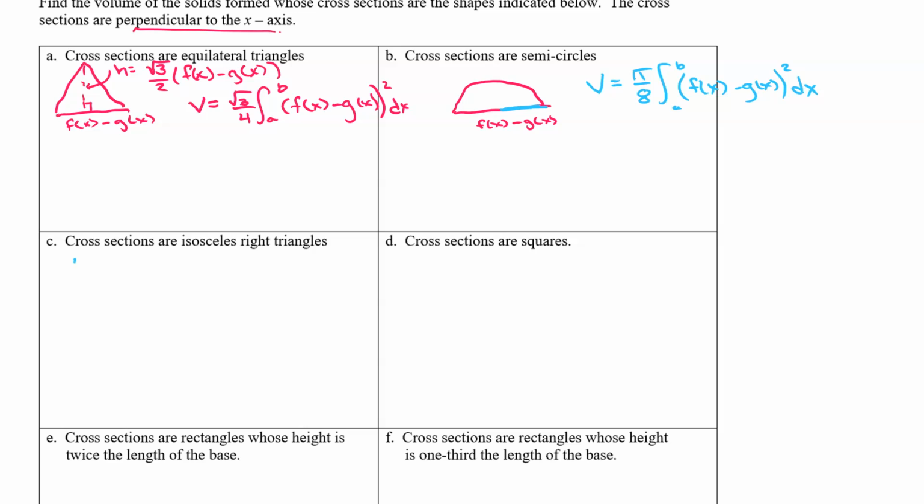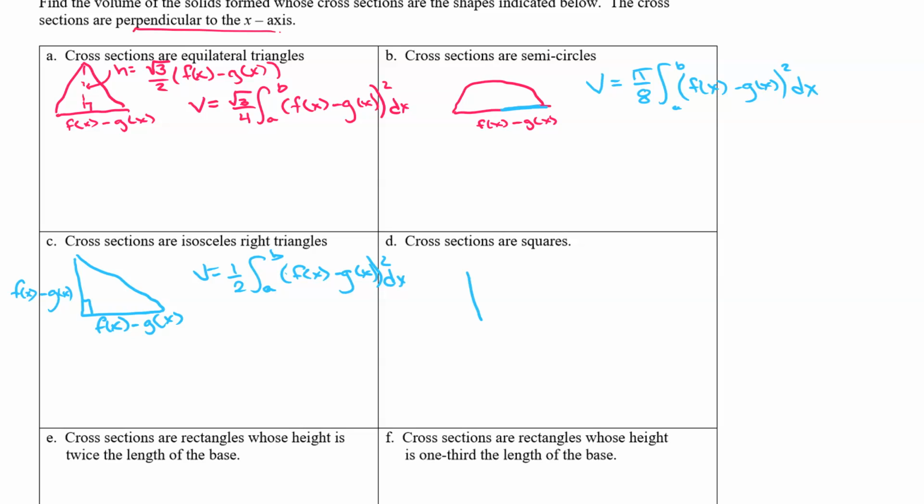Then we have isosceles right triangles. So for those, our base is the difference between the curves, and our height is the same because it's an isosceles triangle. So when we found our volume, we had half integral from a to b of f of x minus g of x squared with respect to x.